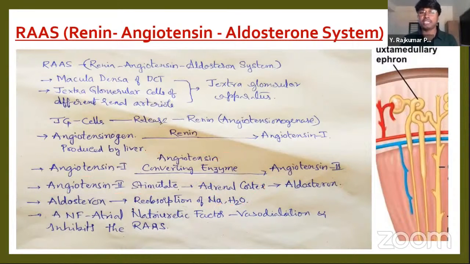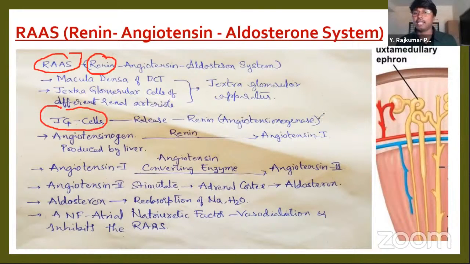Dear students, let me repeat again. There are several changes taking place in this RAS system, which starts from renin. Juxtaglomerular cells release an enzyme called angiotensinogenase. Angiotensinogenase helps in the conversion of angiotensinogen into angiotensin 1. This angiotensinogen is produced by the liver.